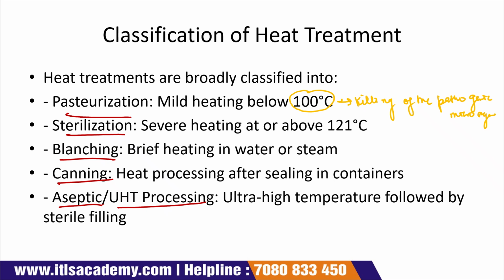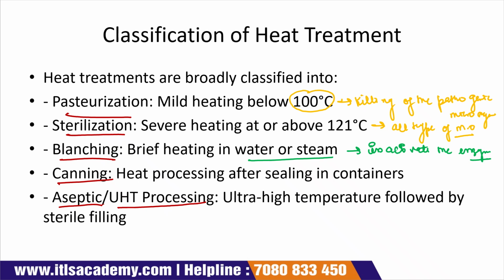In sterilization, we apply a severe heat, and here the target is all types of microorganisms. Severe heat means we use a temperature around 121 degrees Celsius or more. In blanching, we inactivate the enzyme. Here we use either heated water or steam so that it can inactivate the enzyme.